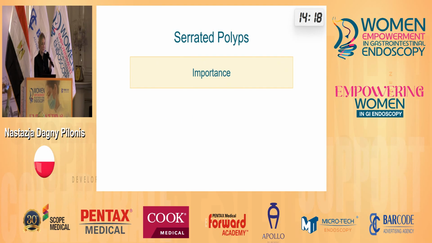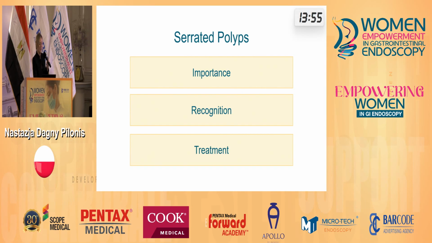These are my disclosures. For this talk I divided this into three main parts. For the first part I would like to discuss with you the importance of those lesions. Do we actually have to care about serrated lesions in the colon? This is something that we will start from. Then we will practice a bit of recognition of those lesions, because unfortunately it gets very tricky to detect those lesions in the colon. And then we will discuss at the end the treatment of those lesions, how to manage them best.